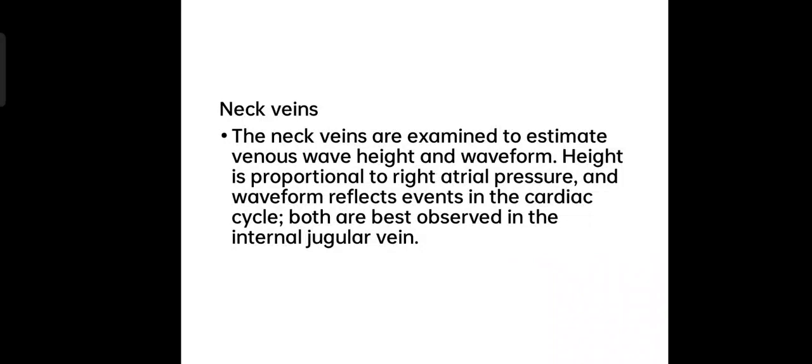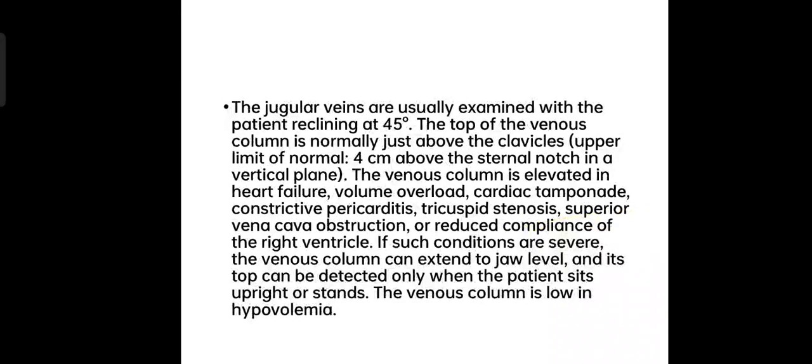Neck veins. The neck veins are examined to estimate the venous wave height and the waveform. Height is proportional to the right atrial pressure, and waveform reflects events in the cardiac cycle. Both are best observed in the internal jugular vein. The jugular veins are usually examined with the patient reclining at 45 degrees. The top of the venous column is normally just above the clavicle.